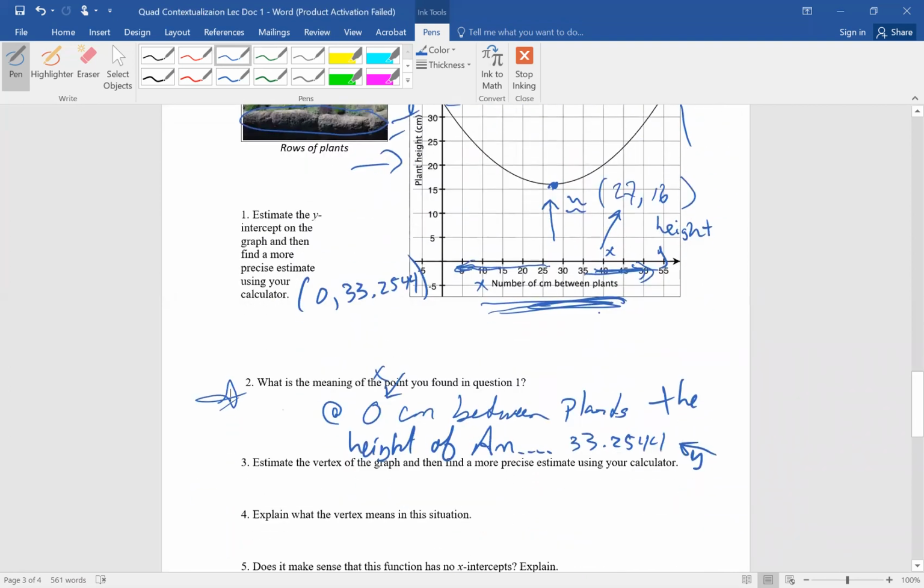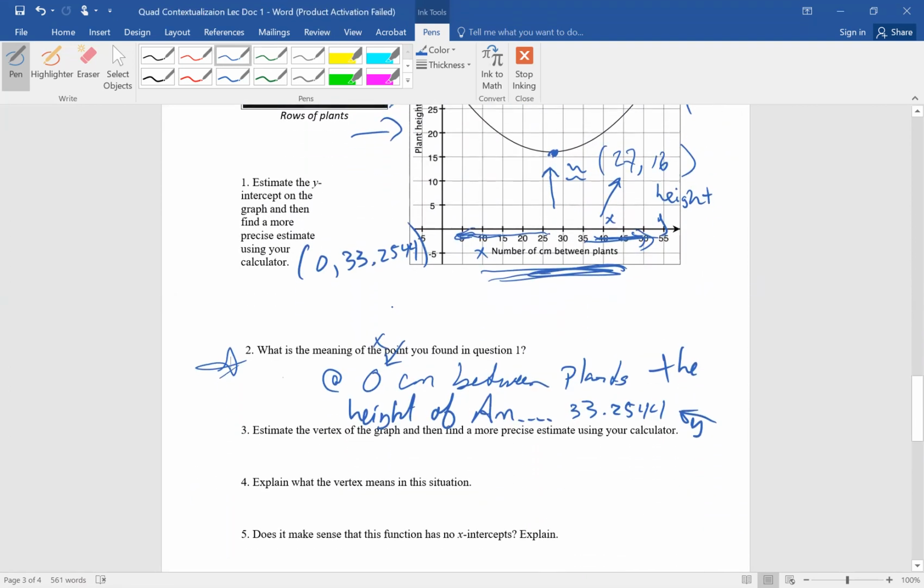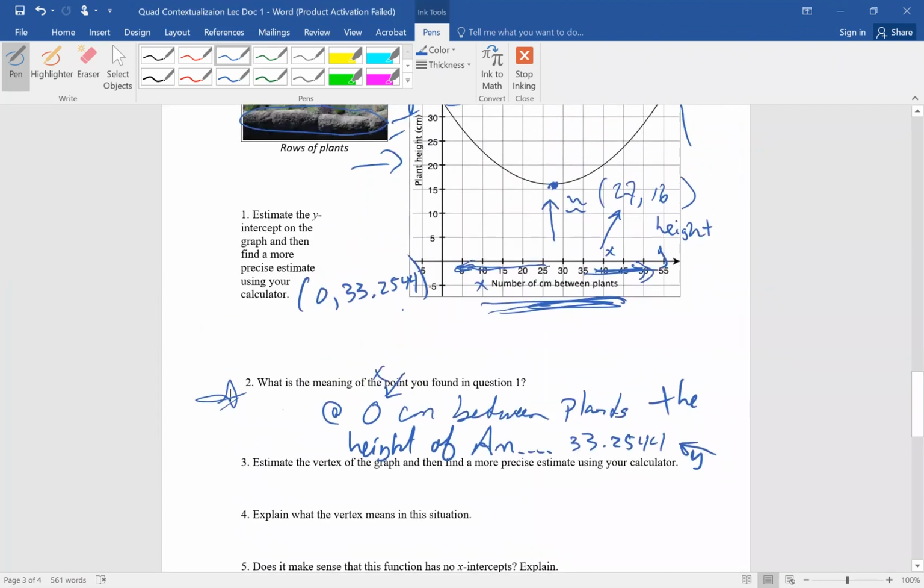So if I had to estimate the vertex for 3, we kind of already did that and talked about that too, didn't we? So at 27 centimeters between plants, and I'm again looking right here, you will have a height of 16 centimeters. Okay, so for 3, you can actually plug this down here. We've already done that.